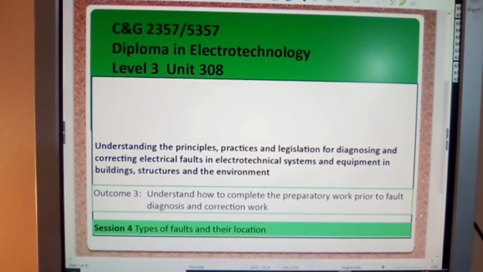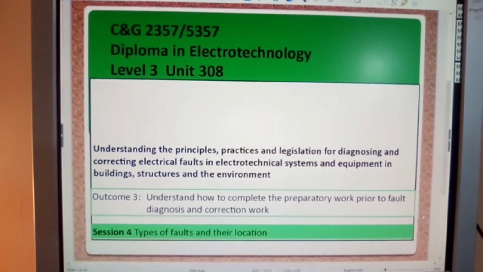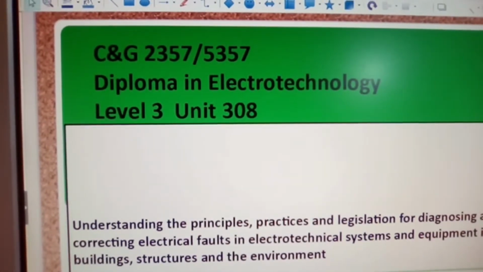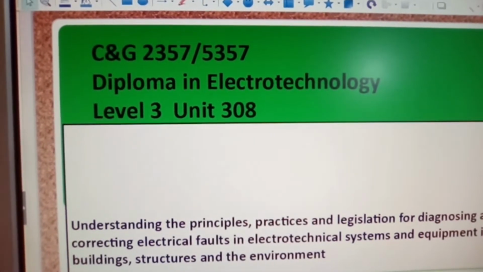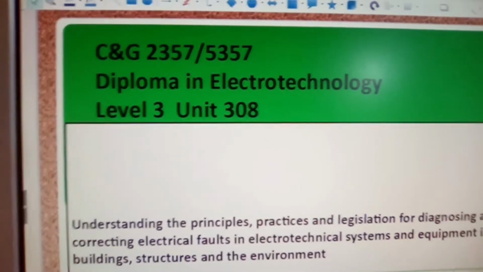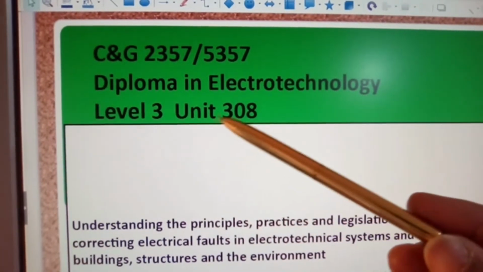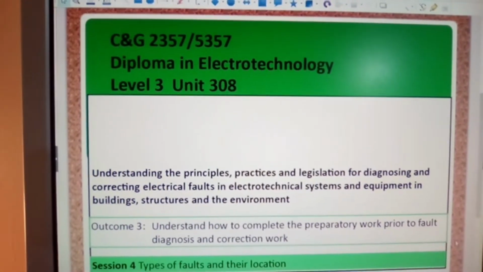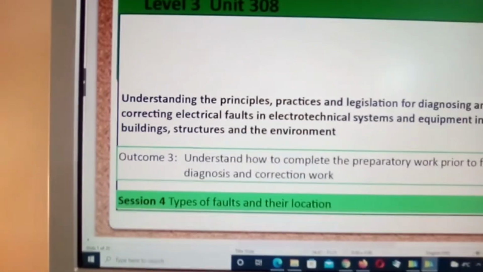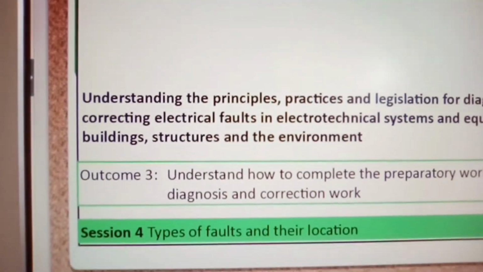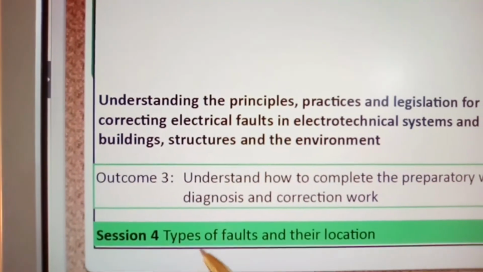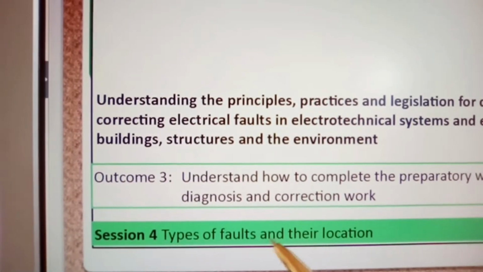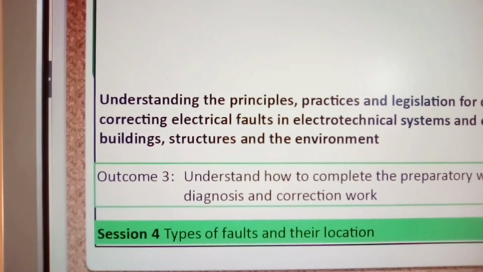What I want to continue with is Sitting Gills 2357, Diploma in Electrotechnology, Level 3. Now again, Level 3, Unit 308. What I wanted to look at today is Section 4, types of faults and their locations. That's what I want us to look at for today.